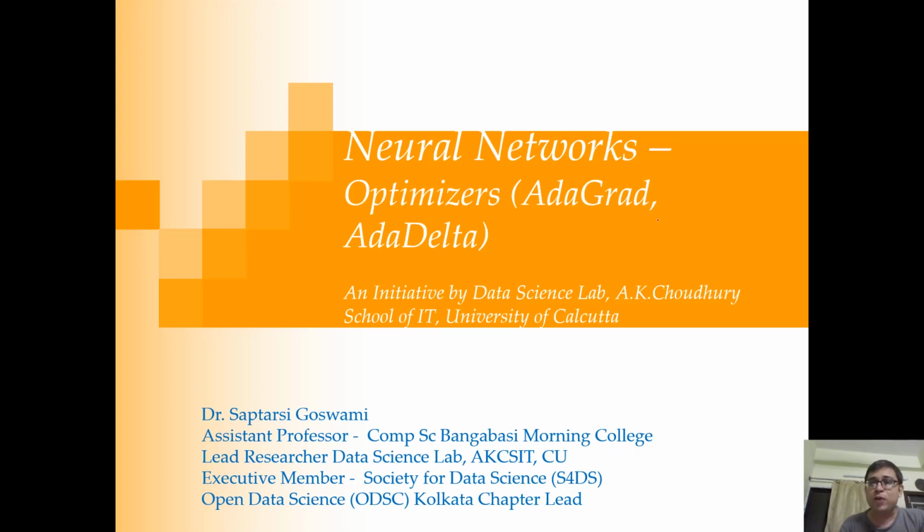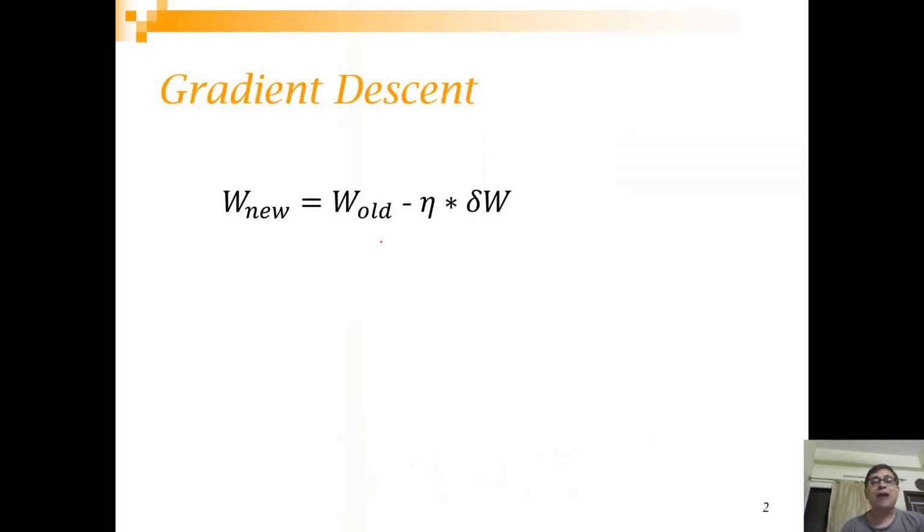Today we are going to look at another optimizer called AdaGrad. And there is one slight variation of AdaGrad which is called AdaDelta. So we'll briefly describe that as well. So let's go back to our central equation of gradient descent.